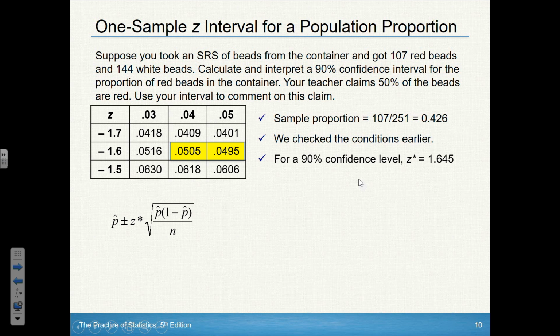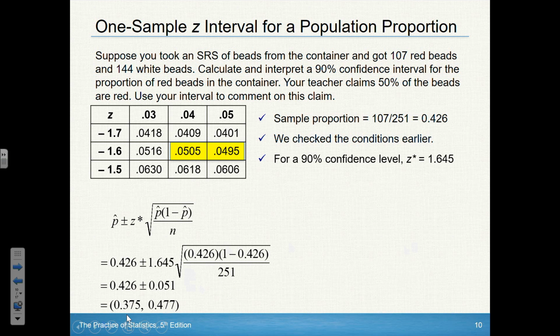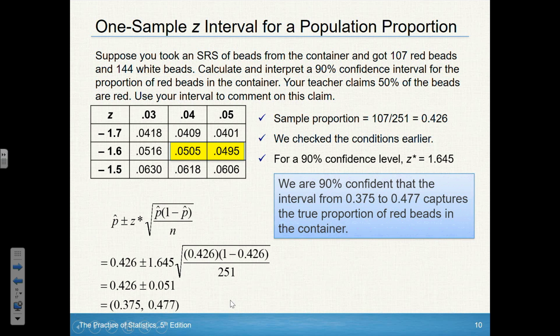Now, as we look at it here, we can then plug in and say, okay, the p hat that we had was 0.426 plus or minus 1.645. That's the critical value. And this 0.426 times 1 minus 0.426 over 251, that's the standard error. And then we can just plug in and we get 0.375 to 0.477.